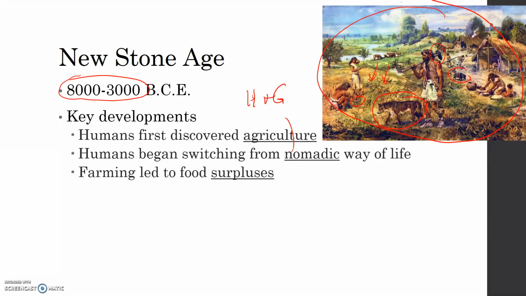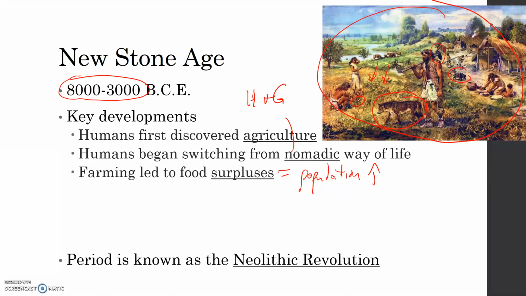Farming also leads to surpluses. A surplus is when you have more of something than you need. And what is the general rule that we've been talking about all year? More food equals more people. So surpluses equal population increase. Okay? So all of these are very, very important key developments of what we call the Neolithic Revolution.